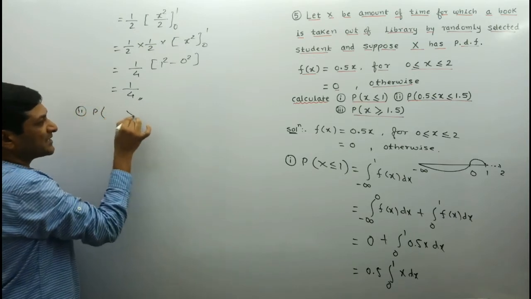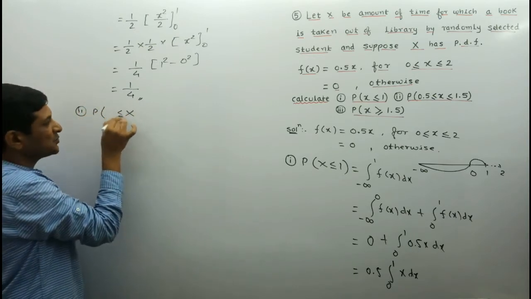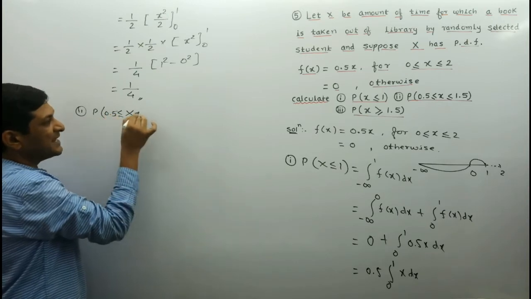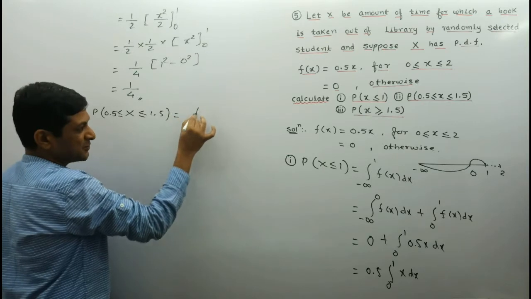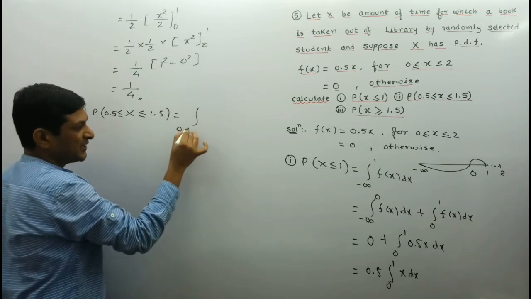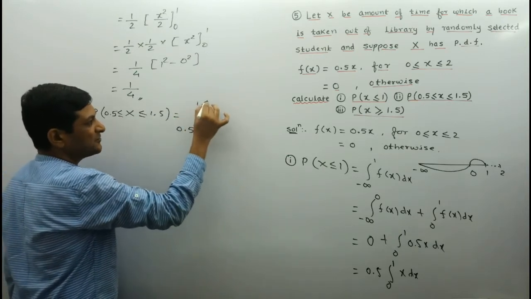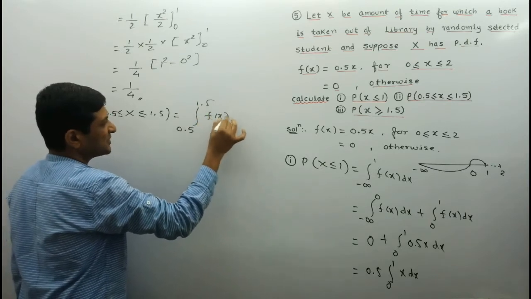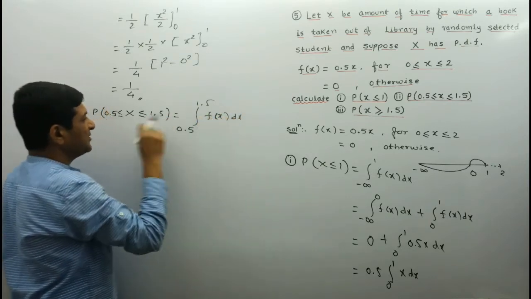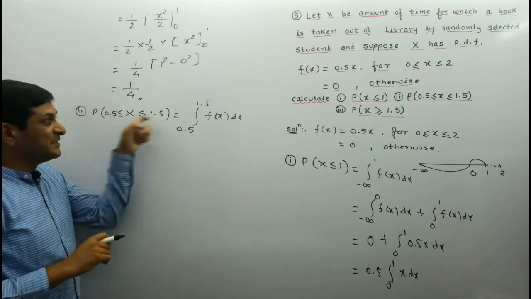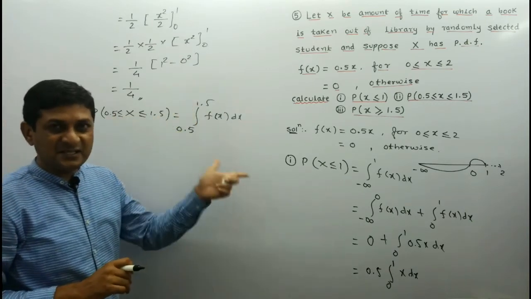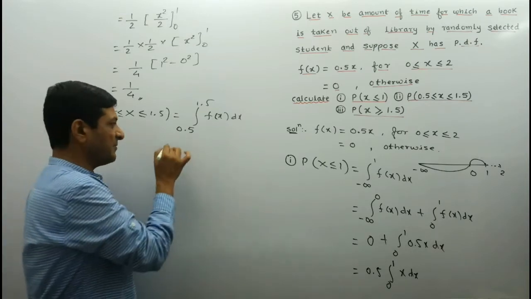P of X greater than or equal to 0.5 and less than or equal to 1.5, which is equal to the integral with limits from 0.5 to 1.5 of f of x dx. So we have to find the cumulative distribution function, meaning the probability when X lies in this interval, and this is the formula to find our required value.